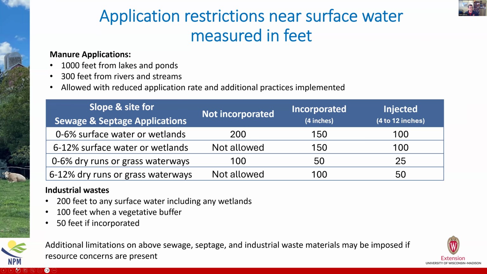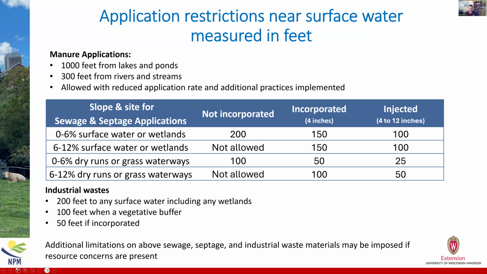Sewage and septage are all based on slope and if it's incorporated, non-incorporated, or injected in those particular areas. So for sewage and septage, we take into consideration the surface water or wetlands. So we have a 200-foot setback if they're not incorporating it at 0 to 6% slope. At anything greater than 6% slope, we're not allowed to apply any sewage or septage in that field.